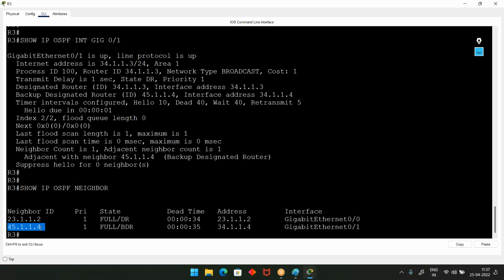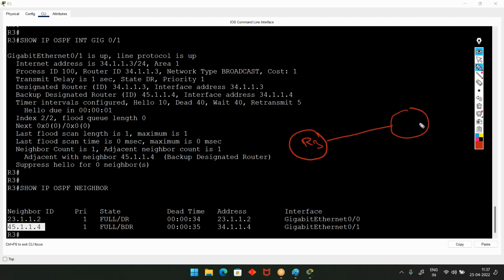Let's come to the R4 here again. What is this? 45.1.1.4. That means here the R3 router will form one more neighborship with one more router. This router ID is 45.1.1.4. So this is the information here. It is not an IP address, it is the router ID. Getting the point here? Yes, sir. Clear, sir.